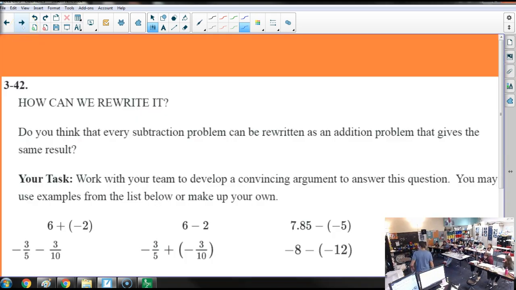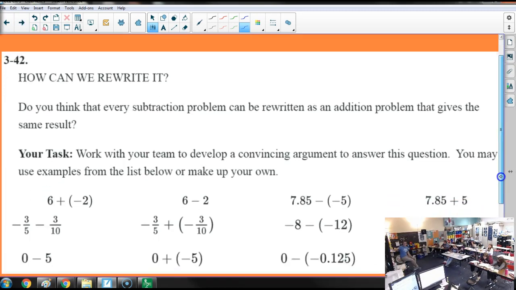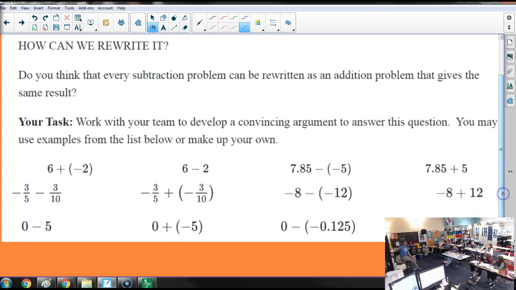There's your answer. So, here's your challenge. Do you think every subtraction problem can be rewritten as an addition problem? So, work with your team to develop a convincing argument, and we will random card this too. You can use some of these examples if you would like, but your question to discuss and decide on is, can every subtraction problem be rewritten as an addition problem, and does it give the same result?